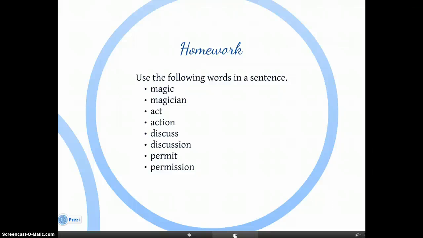As you are using them in a sentence, please remember to stop and think. How are these words being used? What part of speech are these words being used as? Some may be used as nouns and become verbs. Think about how they are being used. Think about how the suffix ion and ian change the meaning of the root words as you add the suffix to the word. Remember, you should have a total of 8 sentences when you come to class.